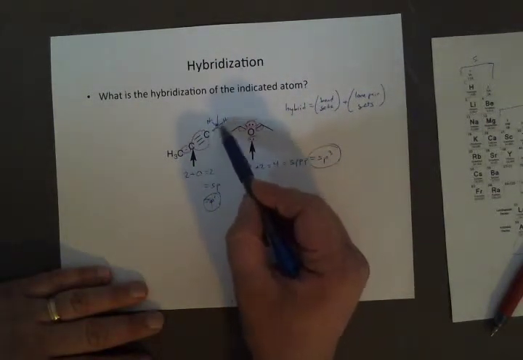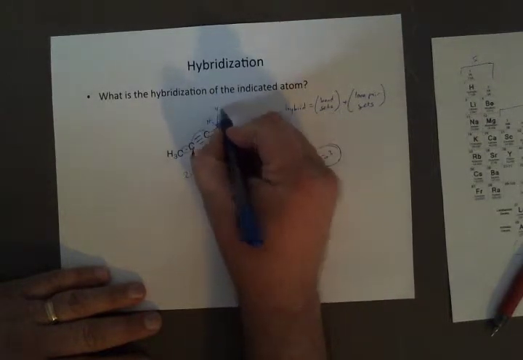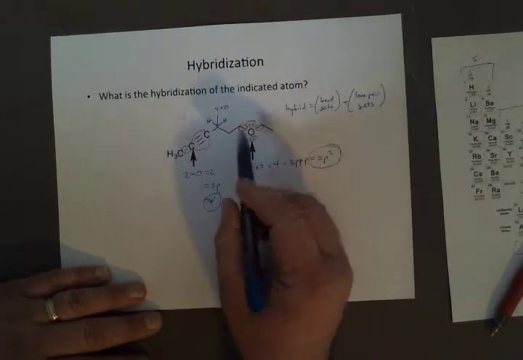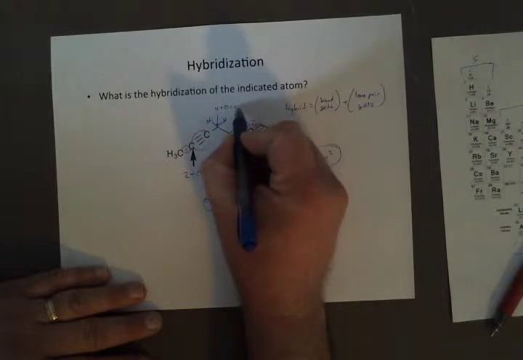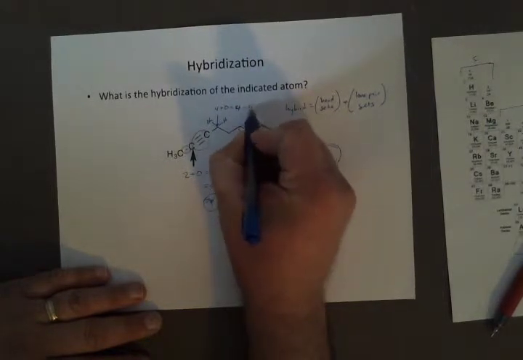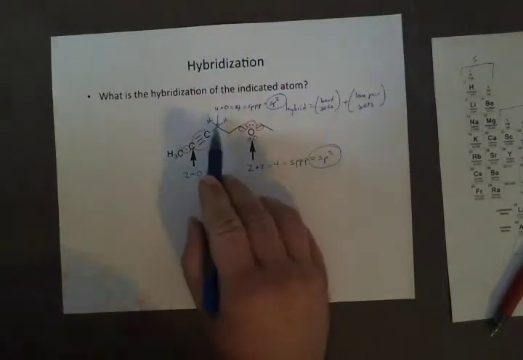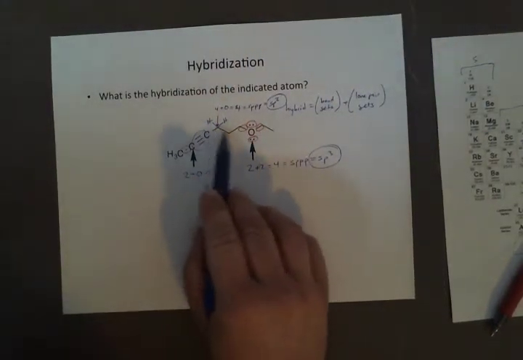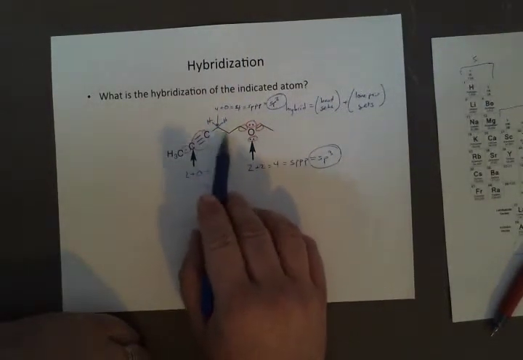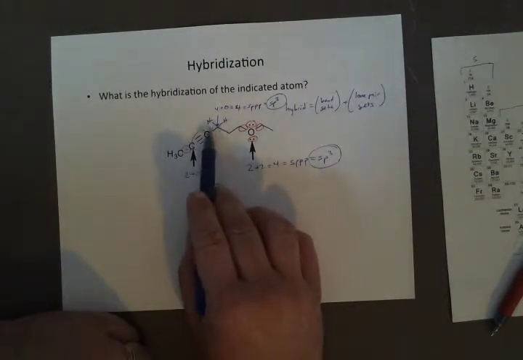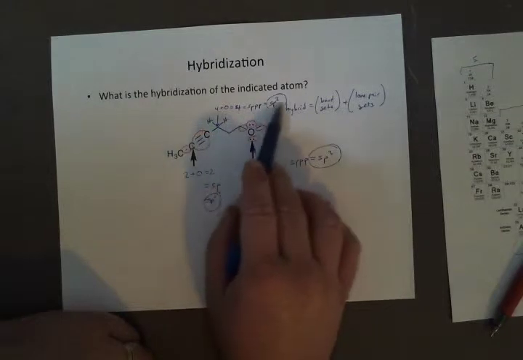So there's actually 1, 2, 3, 4 bond sets on that carbon. No lone pairs, so it'd be 4. SPPP, so it's SP3. Don't let the skeletal structure confuse you. There's still 4 bonds to that carbon. They just all happen to be single bonds, so it's sp3.